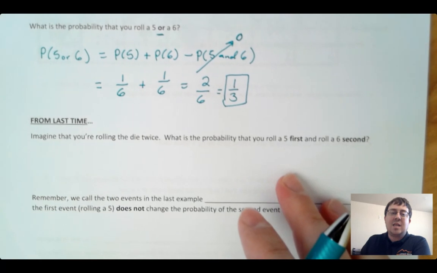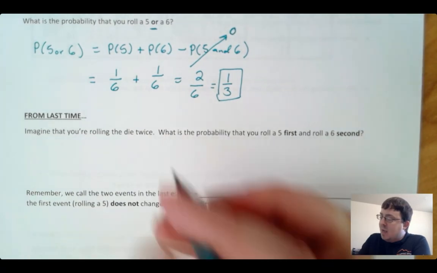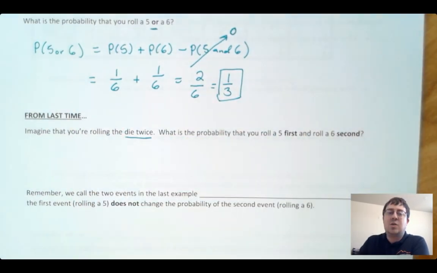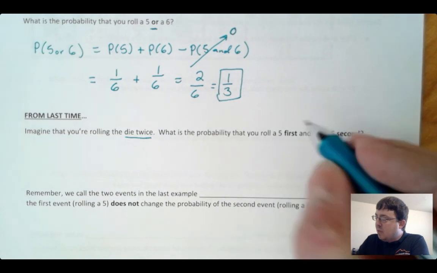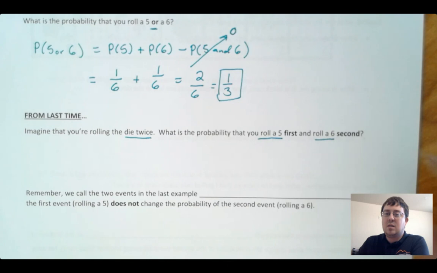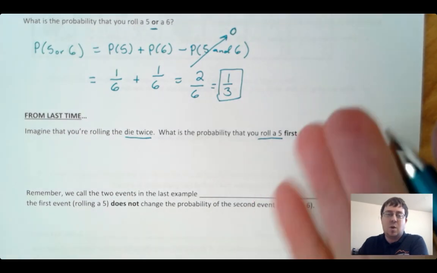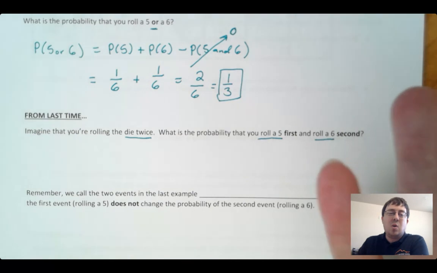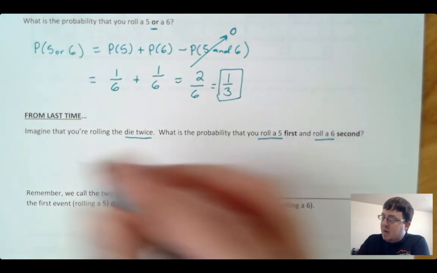Okay, from last time, we're rolling a die twice now. Now we're rolling the same die 2 times. What's the probability that I roll a 5 first and then I roll a 6 second? I have the same die that I'm rolling twice, but each roll is independent of each other. So this is independent events.